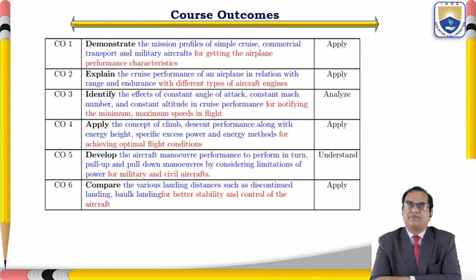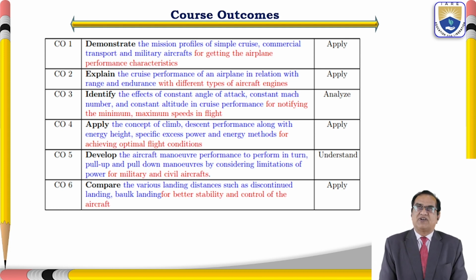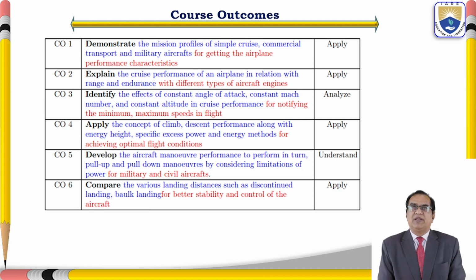In this, we have six course outcomes. So students should be able to do all these things. We have CO1: demonstrate the mission profiles of simple cruise, commercial transport and military aircraft for getting the airplane performance characteristics.